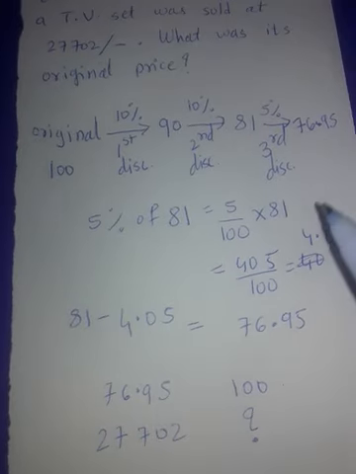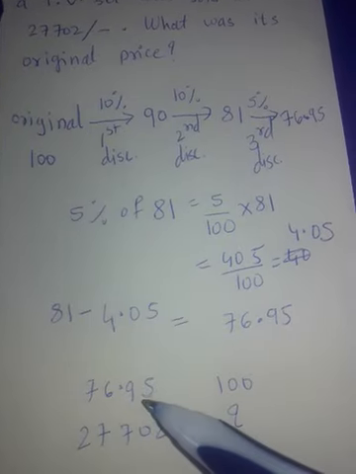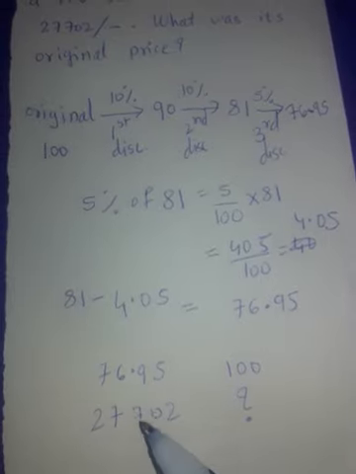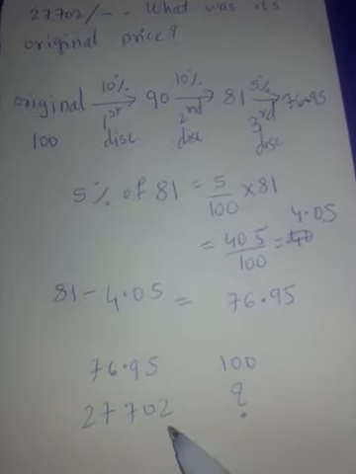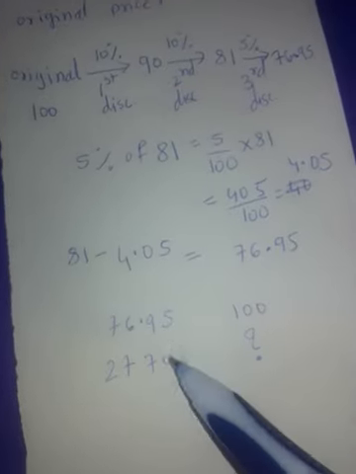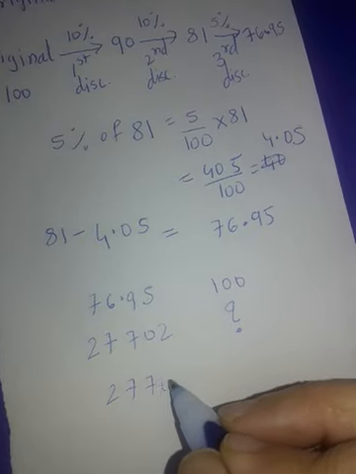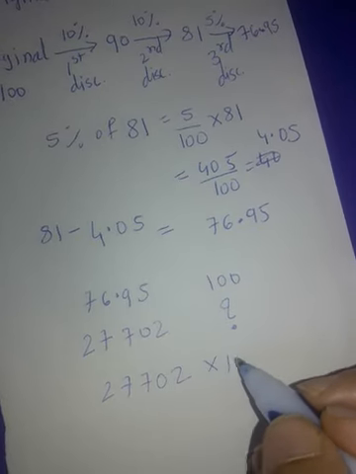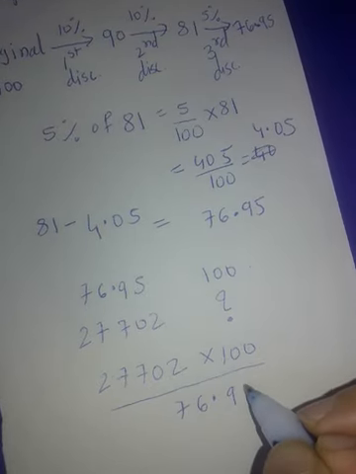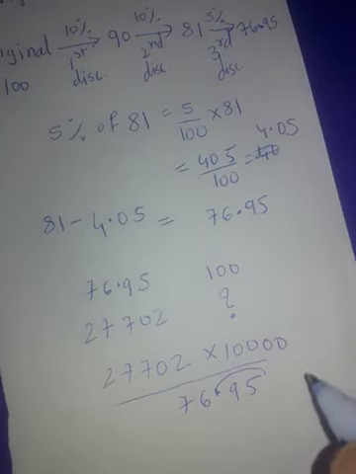Are you getting it? If after giving all the discounts, the price is 76.95 and the original is 100, then after giving all discounts, if the price is 27,702, then what is the original? So this multiplied by this divided by this. Two decimals, two zeros, and now try this.